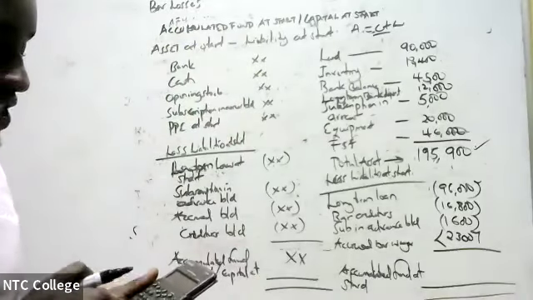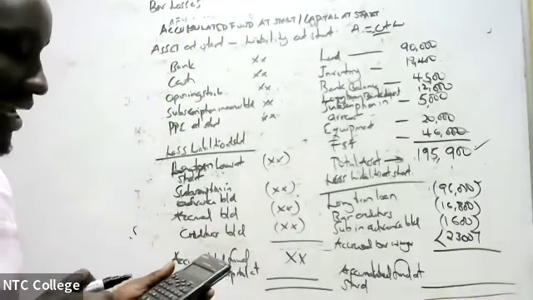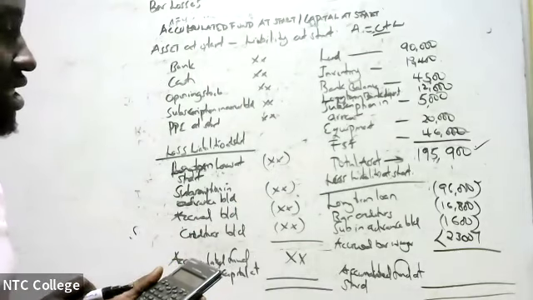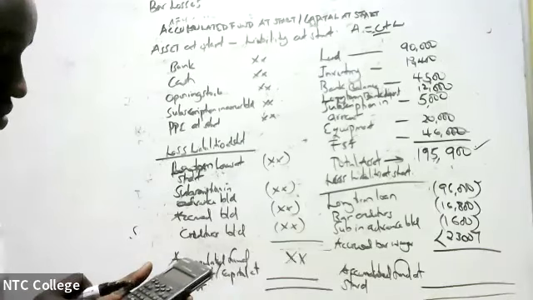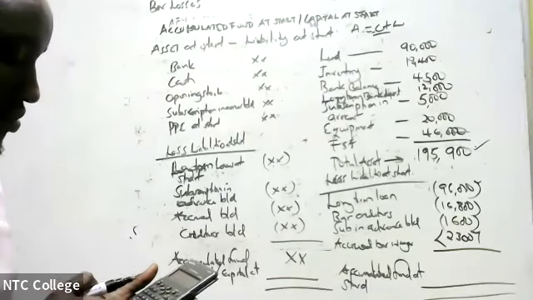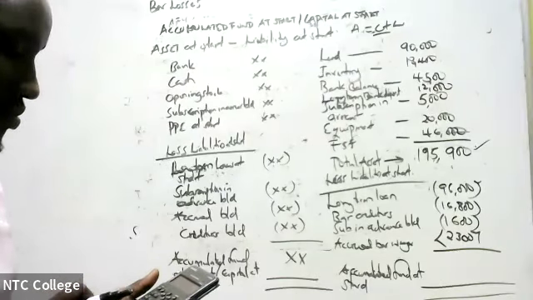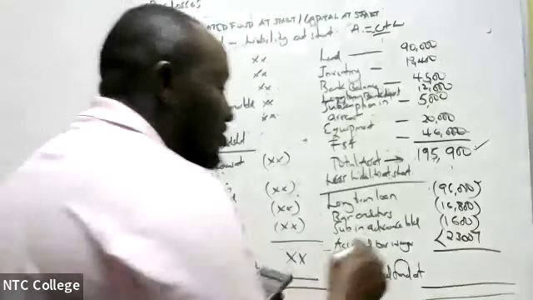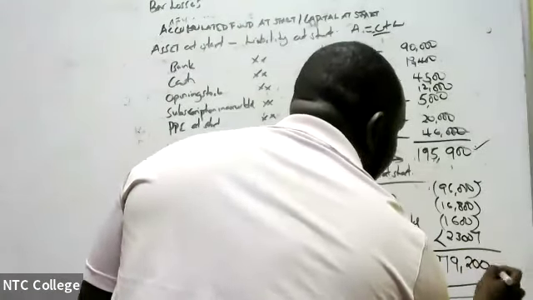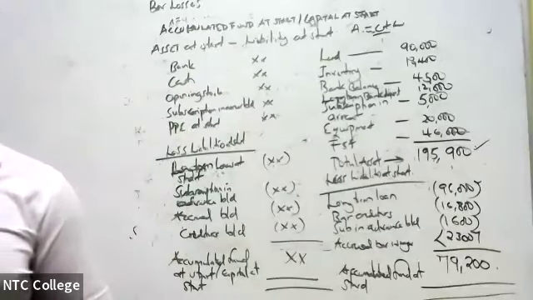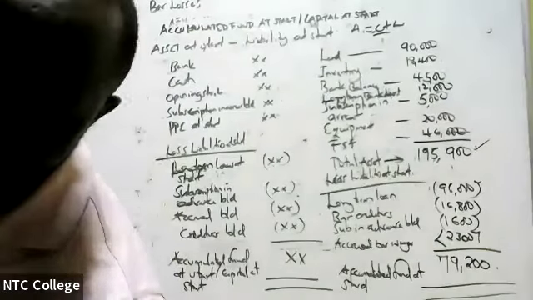So less 96, this one should be less than 100,000. So if less 96, that is 99 minus 16,800. Sorry, what I said was the total liabilities. Yes, so then less 116,700. That gives me accumulated fund at start to be 79,200. So that is the capital at start. Here is your capital at start.